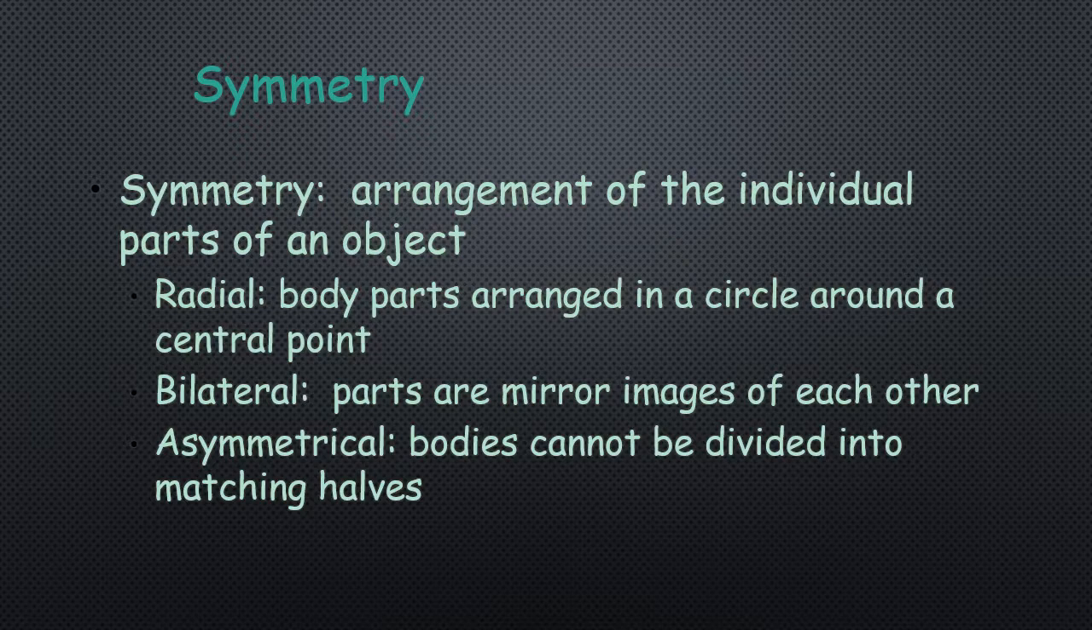Symmetry. Symmetry is the arrangement of individual parts of an object, and we have 3 different types of symmetry. We have radial symmetry, which is all of the parts are arranged in a circle around a central point. Bilateral symmetry, which is if you were to divide it in half down the middle, you would get a right half and a left half that are mirror images of each other. And then we have asymmetrical, which means there's no symmetry, or they have an irregular shape.